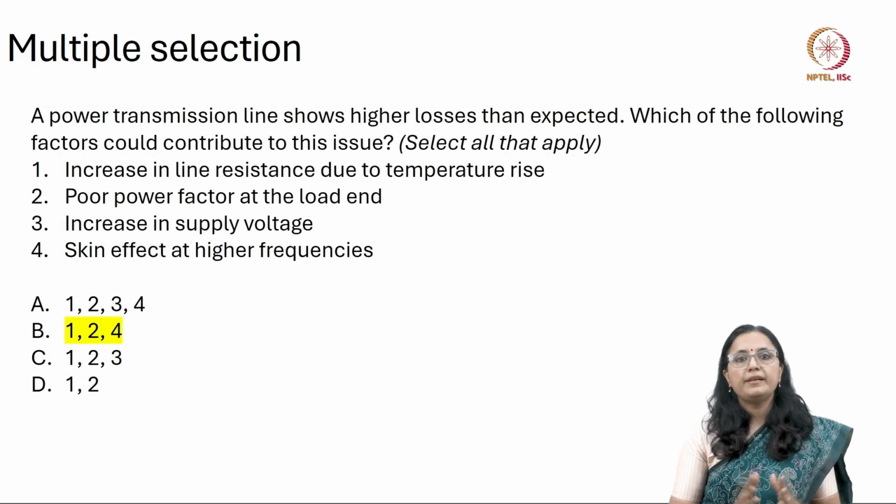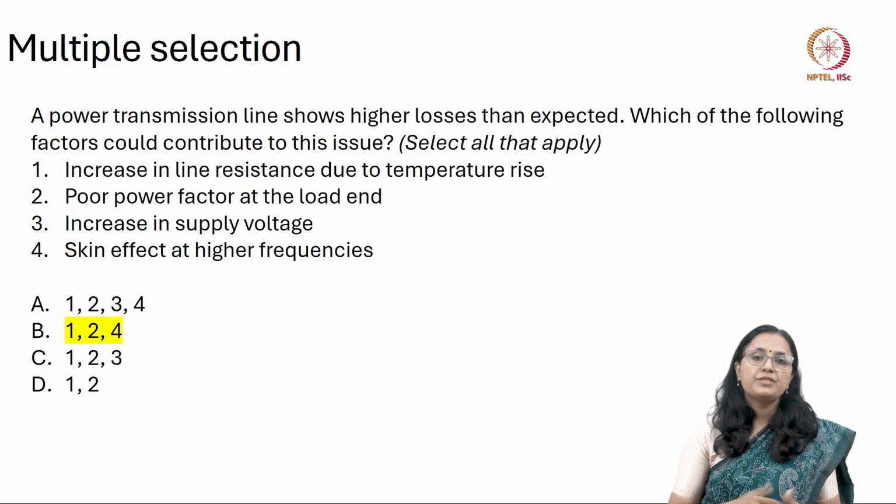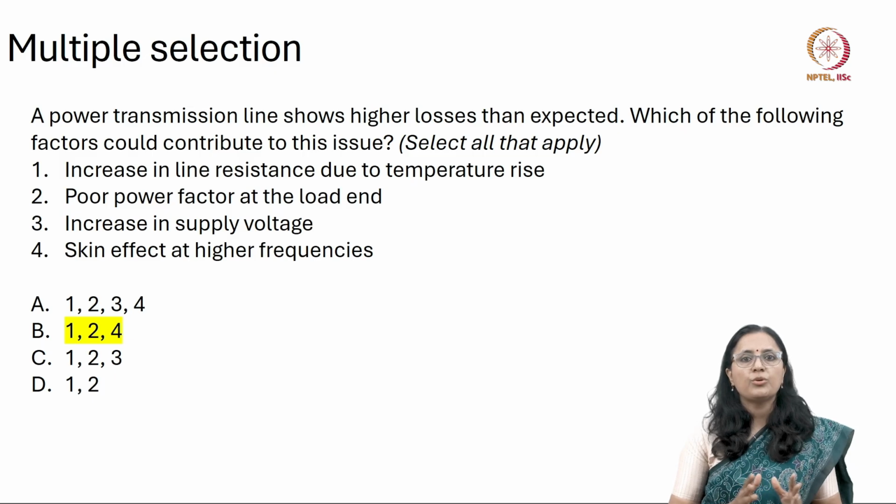Now looking into the second form of MCQ, which is multiple selection. In this case, there can be more than one right answer. The question says a power transmission line shows higher losses than expected. Which of the following factors could contribute to this issue? There are 4 responses, out of which 3 are right, and the incorrect option also helps us catch students' misconceptions.